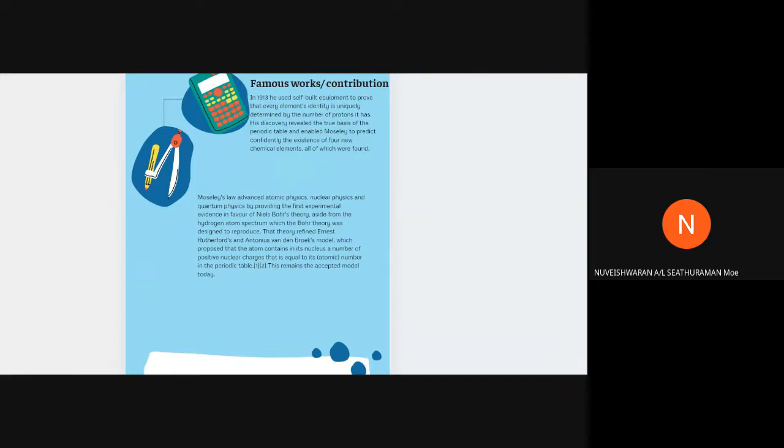Moseley's law advanced atomic physics, nuclear physics, and quantum physics by providing the first experimental evidence in favor of Niels Bohr's theory, aside from the hydrogen atom spectrum, which the Bohr theory was designed to reproduce. That theory, refined by Ernest Rutherford and others, then Bragg's model, proposed that the atom contained in its nucleus a number of positive nuclear charges that is equal to its atomic number in the periodic table. This remains the accepted model today.